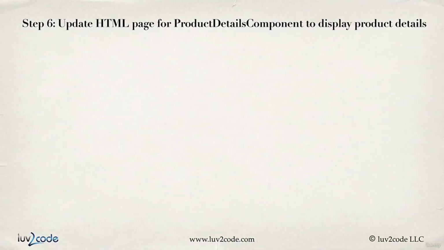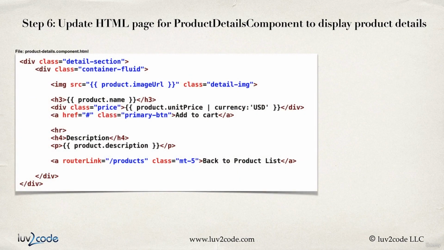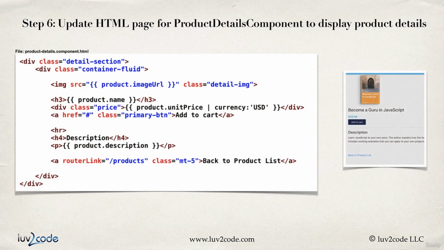So let's look at the coding here, and this is mainly just an HTML exercise. So here's our product-details.component.html. So we have the image source equals product.imageUrl. So it'll also give us the image. We have information over here for the product name, the price, the cart button. Then we have the actual description. And then finally, we have a link back to the product list using a router link. And that's basically it for the coding on the product details HTML page.